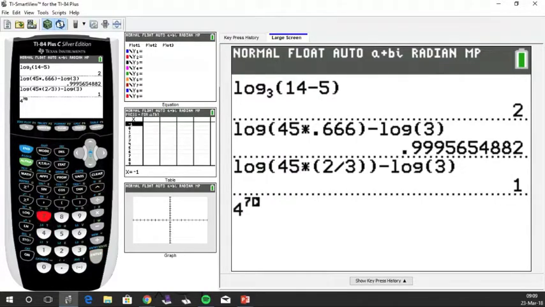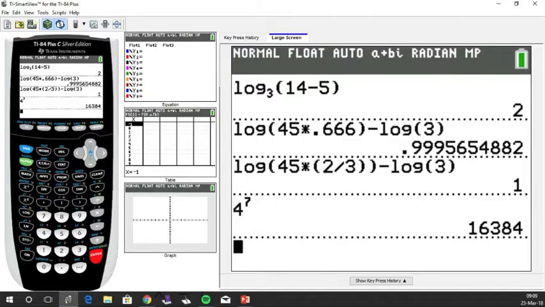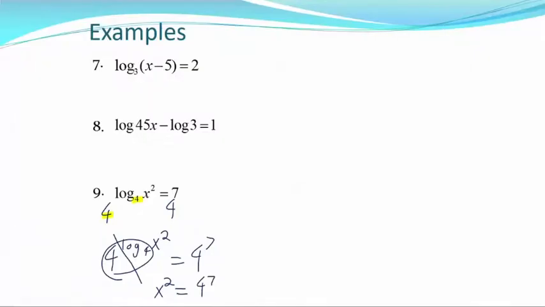Four to the 7th power equals 16,384. So it's a big number, but it's all right. So this is x squared equals 16,384. Now I have x squared.